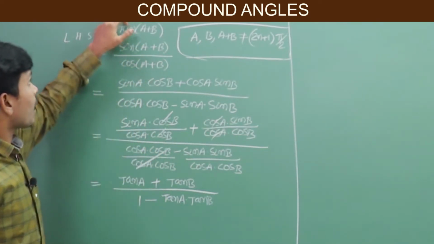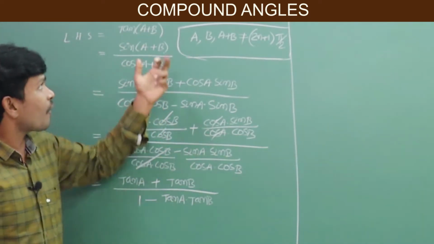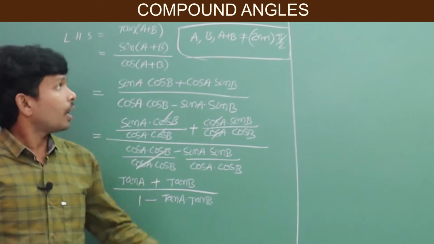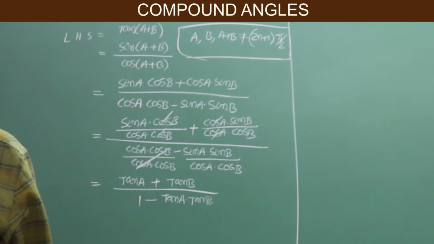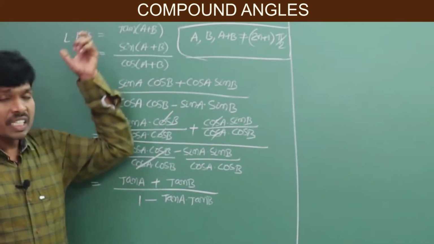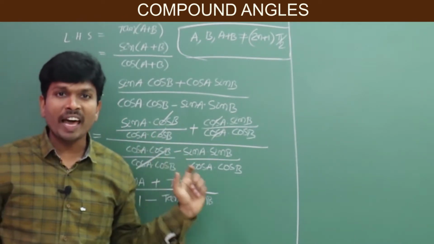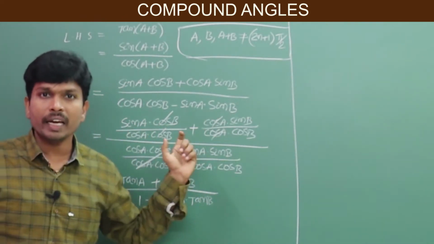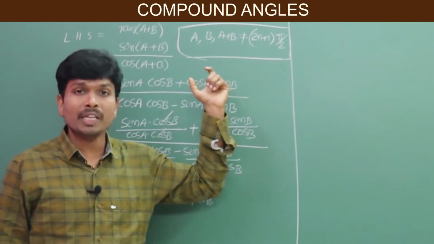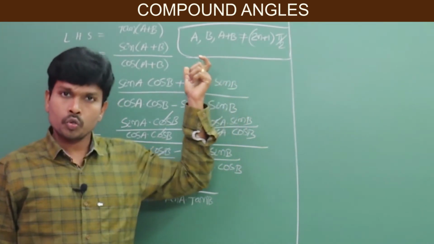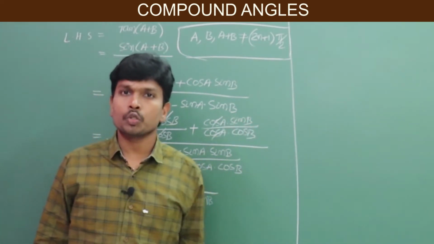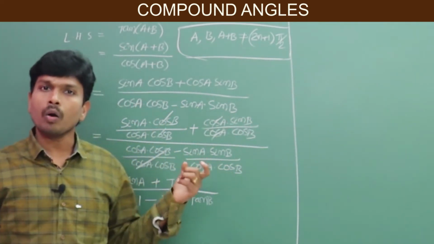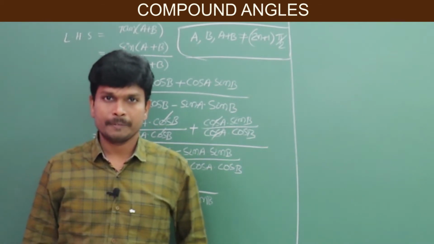Yes or no? Because tan 90 degrees is undefined. Here also, if you take tan a value as 90 degrees, then that is also undefined. So you couldn't get LHS equal to RHS. So this formula is valid when a, b, and a plus b should not take 2n plus 1 into pi by 2. For all remaining angles it is valid.